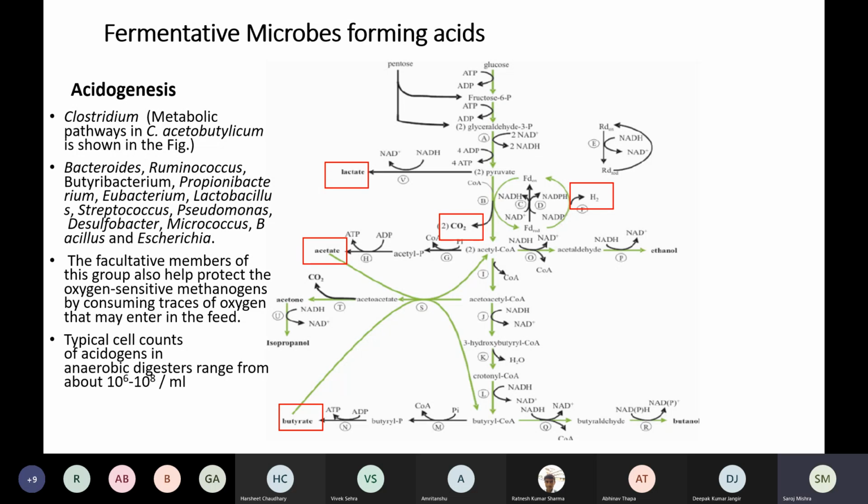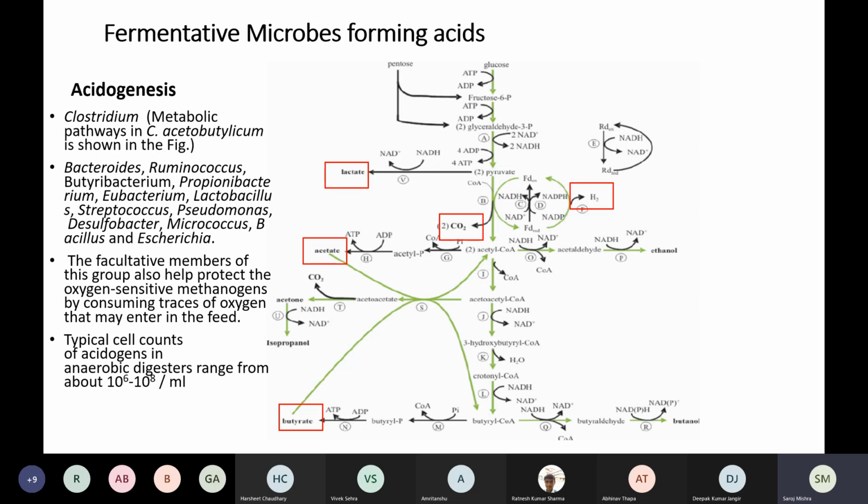Because when wastes and other things are directed into the anaerobic digestion plant, traces of oxygen can also enter. But because there are these facultative bacteria, they simply take up these traces of oxygen, so that the methanogenic bacteria, which are oxygen sensitive, don't have to face oxygen at all. They are constantly being protected by this other group of bacteria.